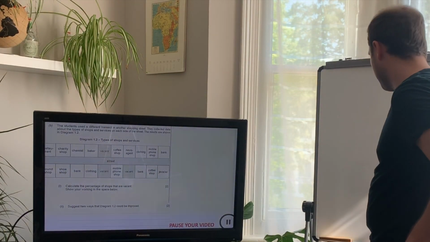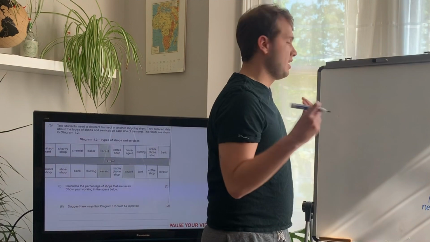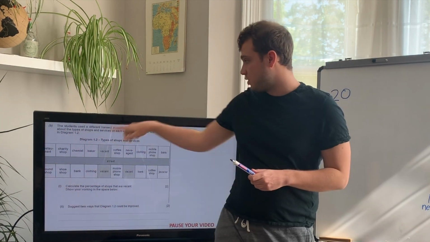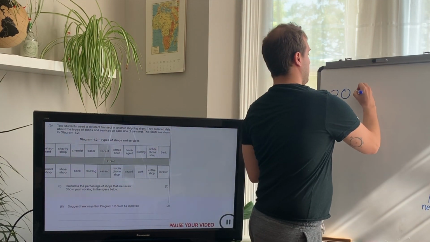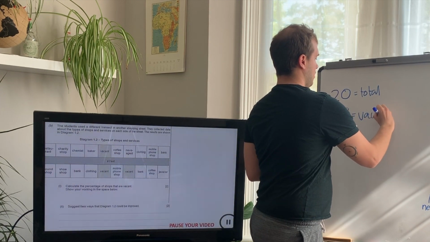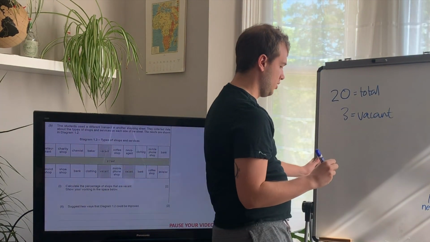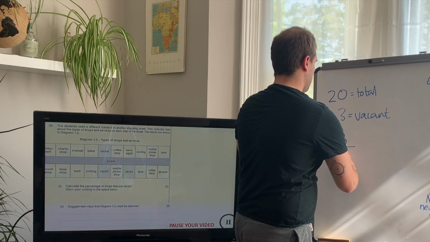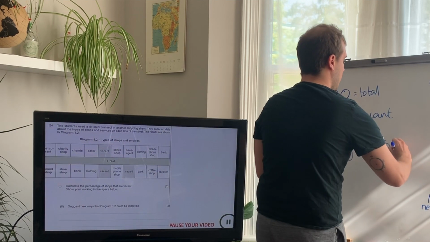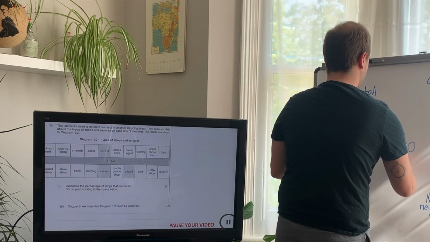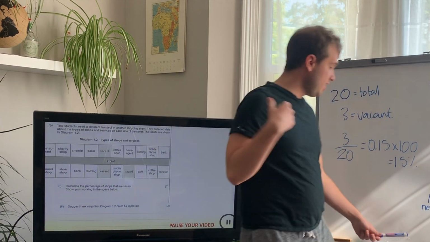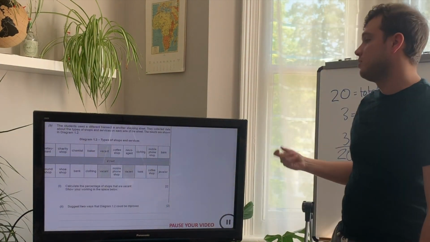Okay, so let's have a go at these together. So as we can see, hopefully you've worked out, there were 20 units in total. All right, so there were 20 units, and 3 were vacant. So we are going to divide 3 by 20, which equals 0.15, and then times it by 100 equals 15%. Hopefully you all got that. So the vacancy rate on this high street is 15%. 15% of the shops are empty.